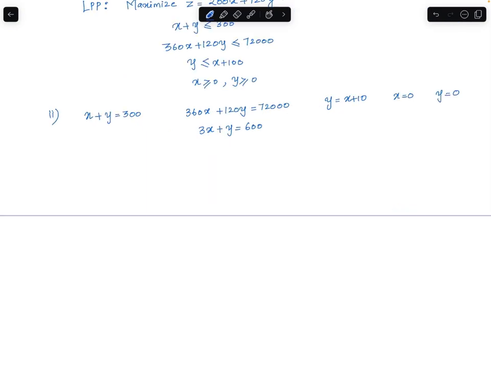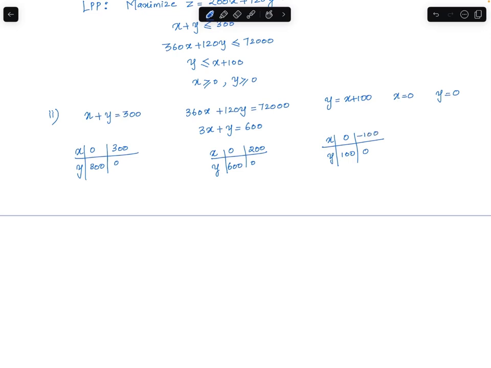For the first equation, x plus y equal to 300, when we put x as 0, we get 300 for y. When we put 0 for y, we get 300 for x. Next equation, 3x plus y equal to 600. For x 0, we get 600. For y 0, we get x as 200. Then the next equation is y equal to x plus 100. When x equal to 0, we get y as 100. When y equal to 0, we get x as minus 100.